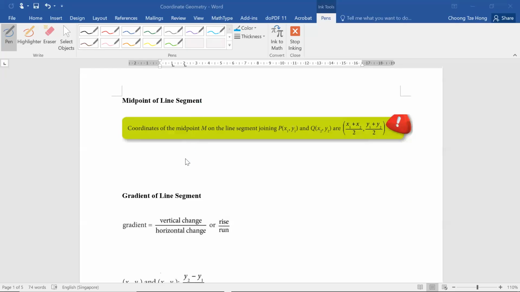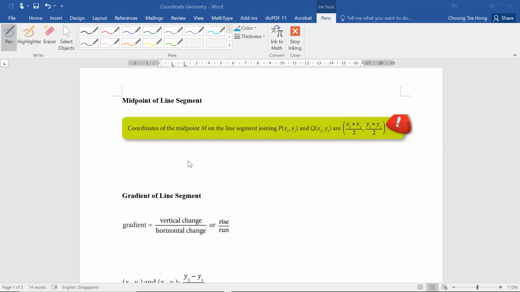Hi students, in this video I'll be going through some of the main ideas related to coordinate geometry. Then I'll end off the video by going through a question from the 2018 O-level paper. Right, so let's start off with the first concept.